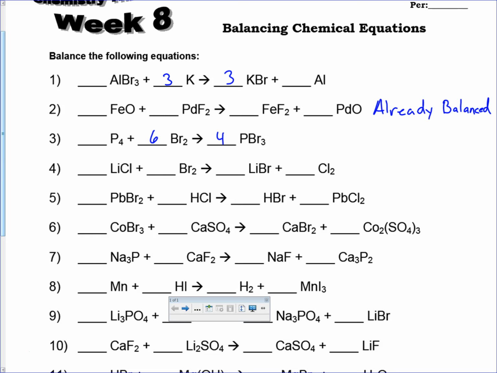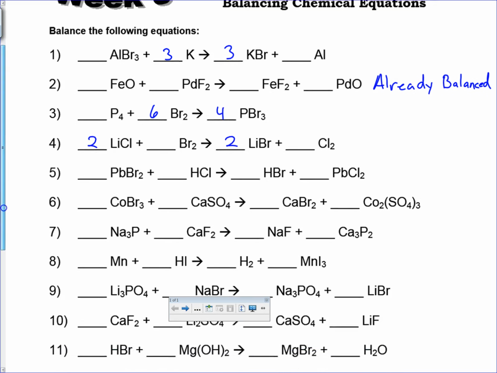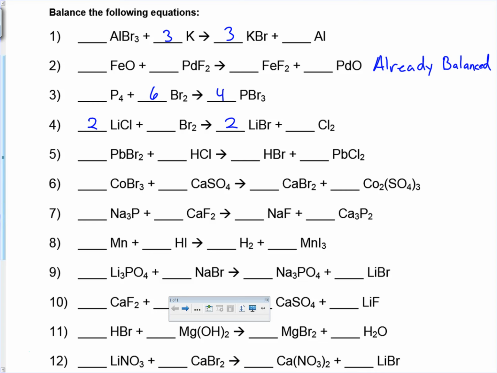let's see here. Lithiums look good right now. Chlorines, we need to put a 2 here, and actually that just disrupted the lithium, so we have to put a 2 here to keep the lithiums balanced. Bromines then, we've got 2 bromines on both sides, 2 chlorines, so looks good at this point. Number 5, PbBr2, 1 Pb on both sides. For the Br2, we got to put a 2 here. HCl again, hydrogen now, we need a 2 here. Chlorine also needs 2, so looks balanced now.